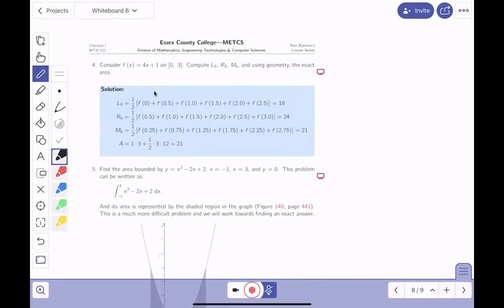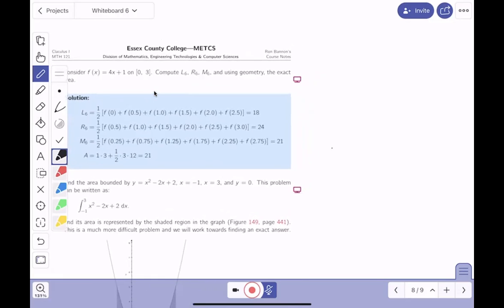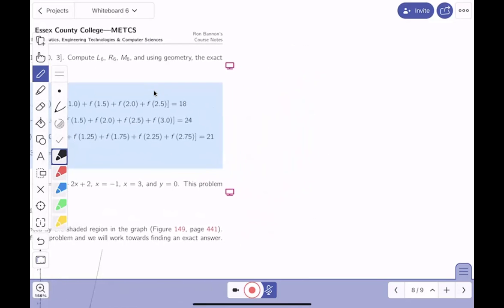I would say that's kind of shameful if you show up to exam and you have not studied. That's shameful to me. All right. To me, it's actually a nightmare. But let me tell you what these letters mean. L6 means left endpoint, 6 equal partitions. What does R6 mean to me? Right endpoint, 6 equal partitions. What does M6 mean? Midpoint, 6 equal partitions.